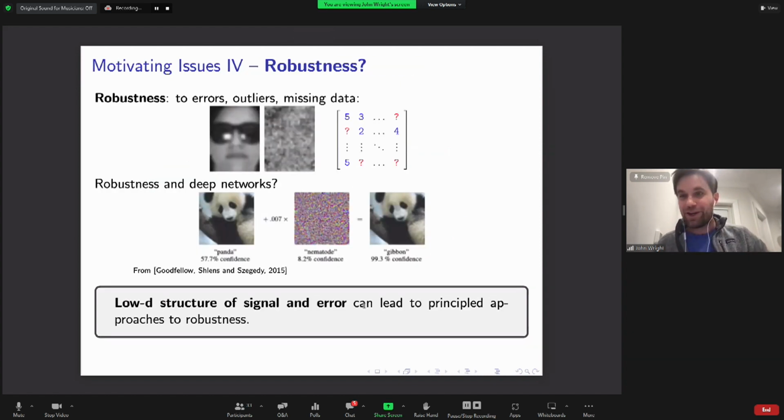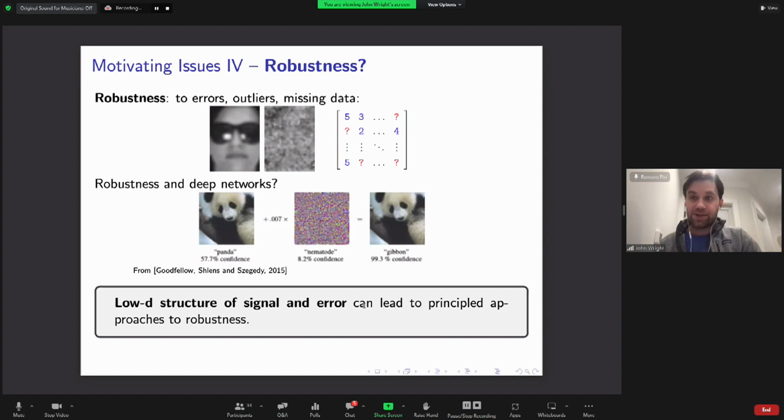Then a fourth motivation, which we'll see a lot of in this talk, and then in a few of the future lectures, is robustness, right? As we mentioned earlier, increasingly our data are not curated for a particular task. Rather, they're kind of uncontrolled. And so we need some way of coping with errors, with outliers, with missing data.